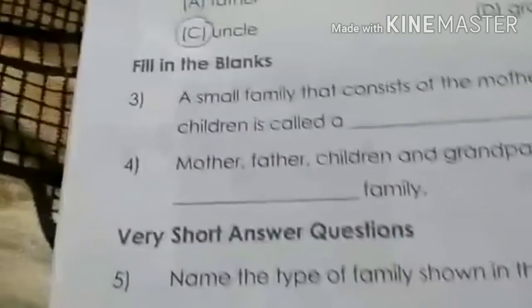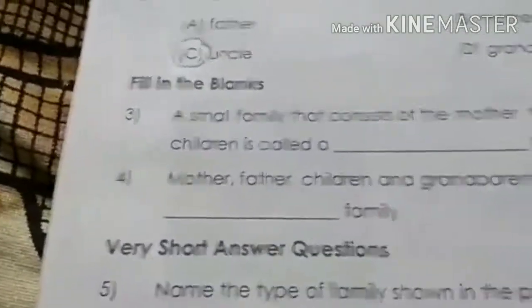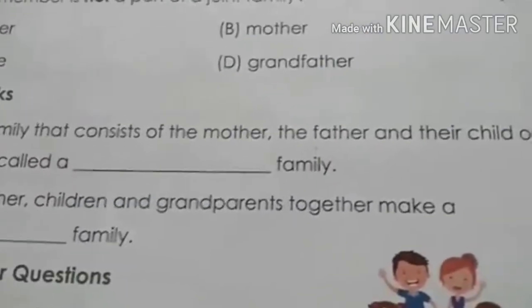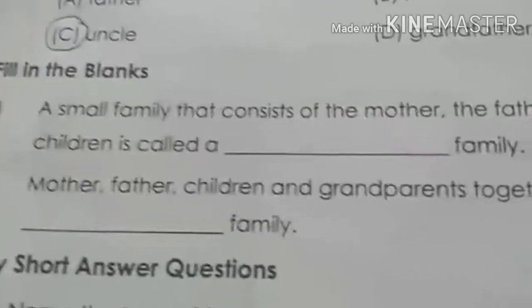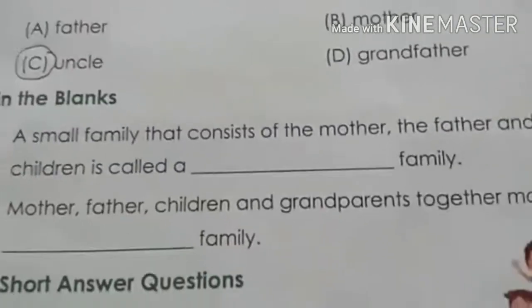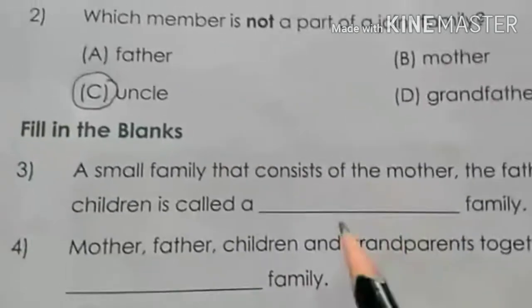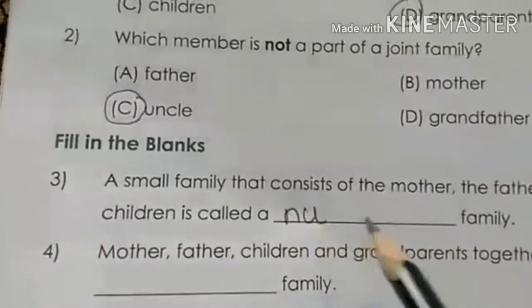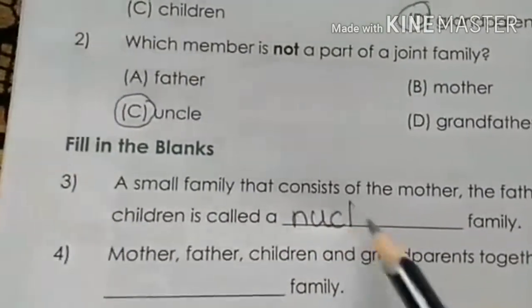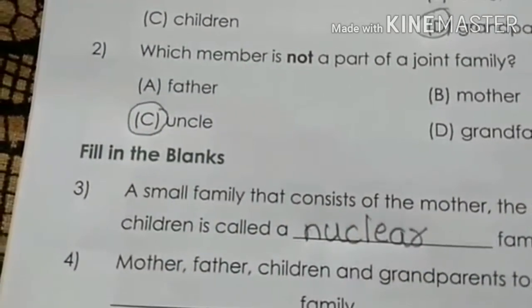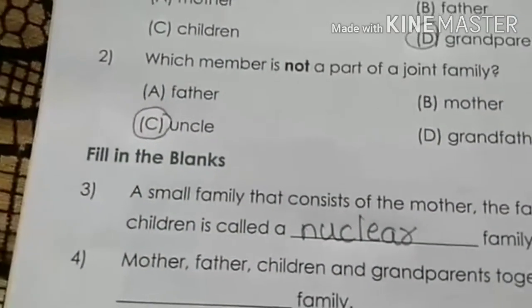Next one, fill in the blanks. A small family that consists of the mother, the father and their child or children is called a dash family. Which family is a small family with children? That is a nuclear family. What is the spelling of nuclear? Nuclear. That is nuclear family.